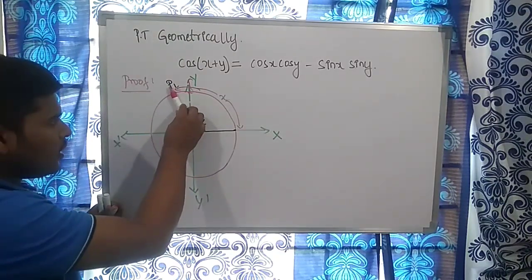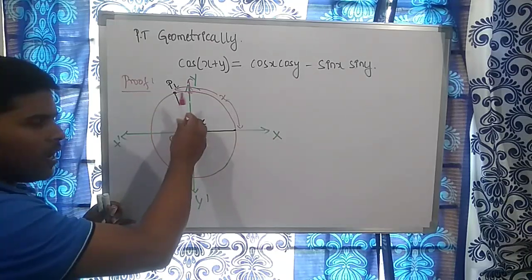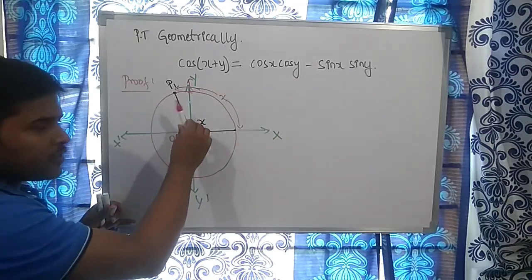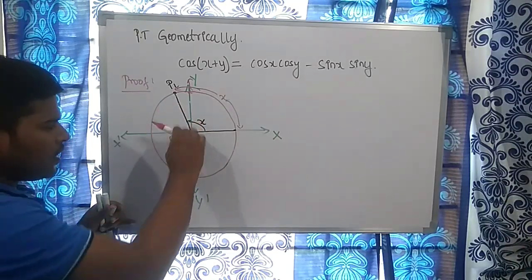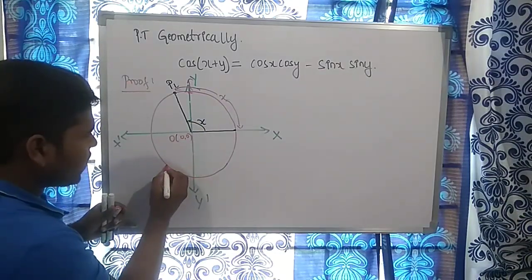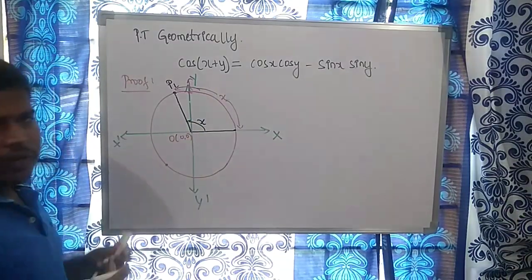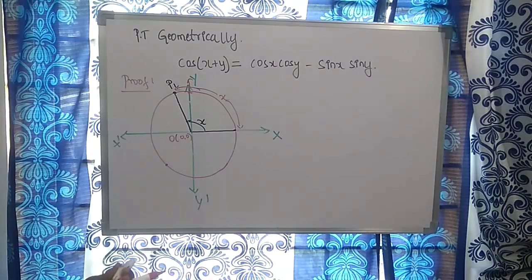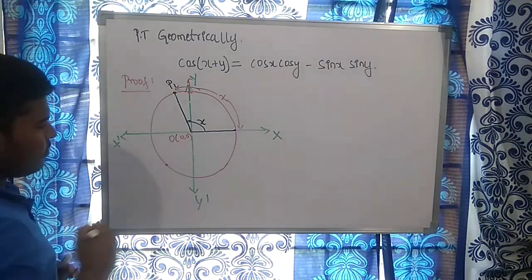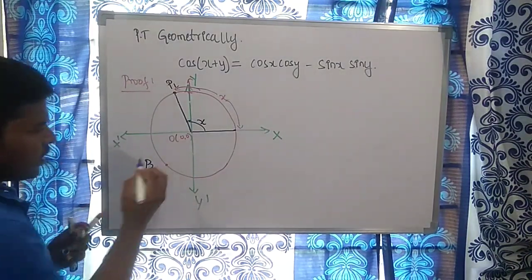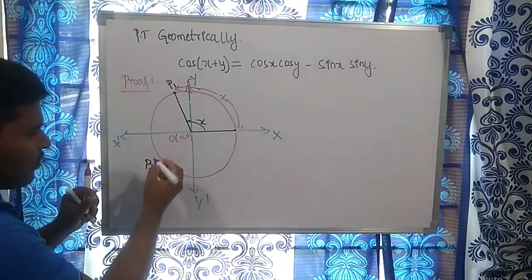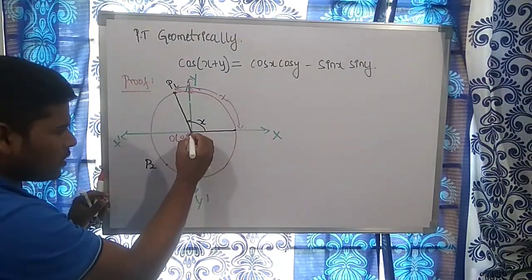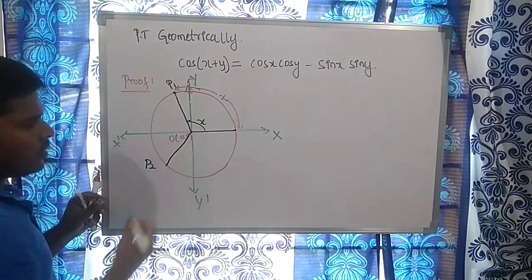Then the second step is to treat this one as the initial line. Rotate from here to here. See here, I am rotating in anti-clockwise direction. After rotation, it comes to here. I am taking that point as P2. After rotation, our initial line is present here.